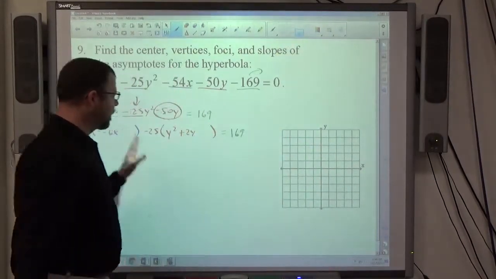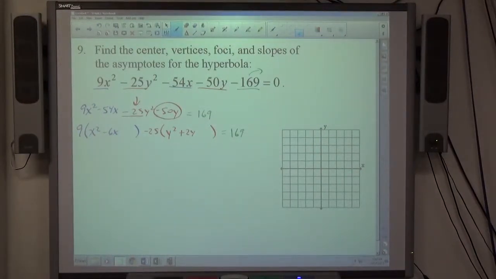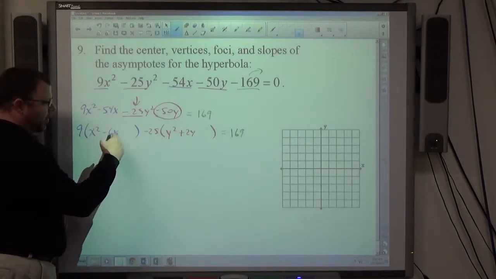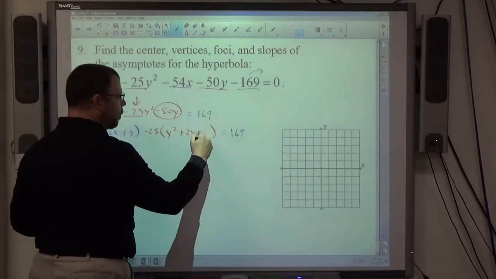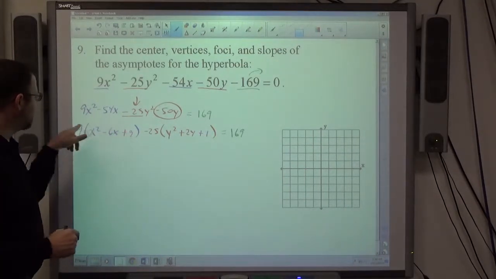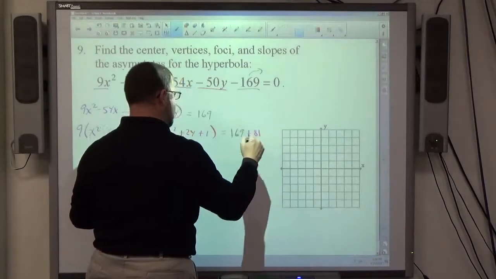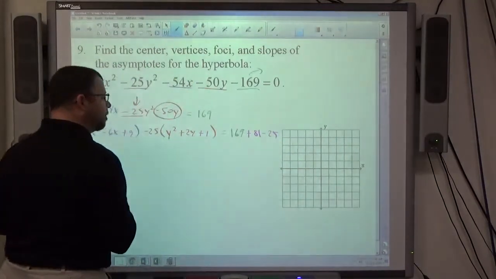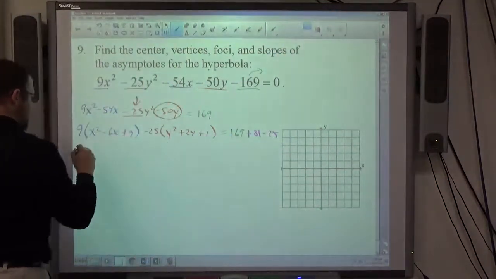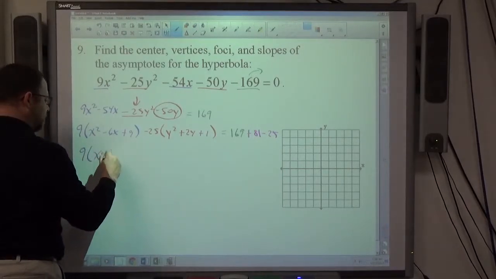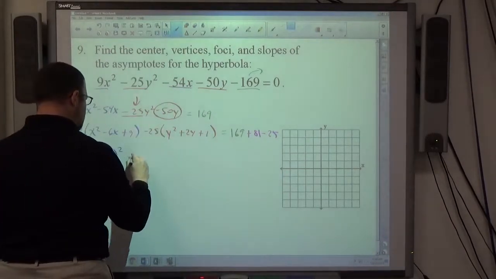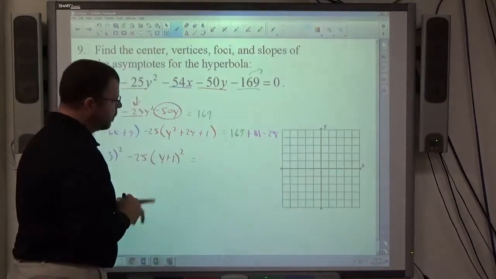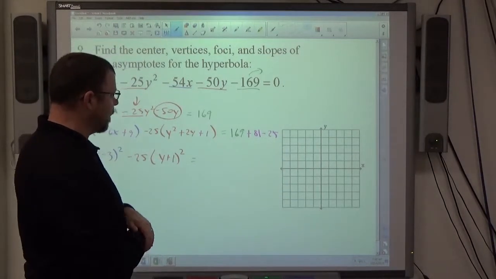Okay, next. Once I got that, the 169 just is hanging out over there waiting to have stuff happen to it. Now I'm going to complete the square. So half of 6 is 3, 3 squared is 9. Half of 2 is 1, 1 squared is 1. In reality, I added 9 times 9, which is 81, and I've added 1 times negative 25, which is negative 25. So altogether, I've got 9 parentheses x minus 3 squared minus 25 parentheses y plus 1 squared equals 169 plus 81 is 250 minus 25 is 225.